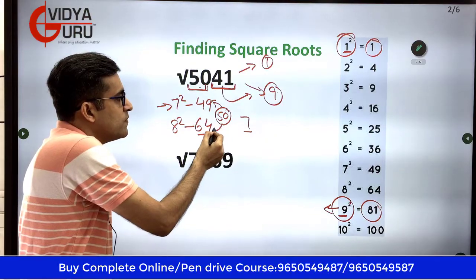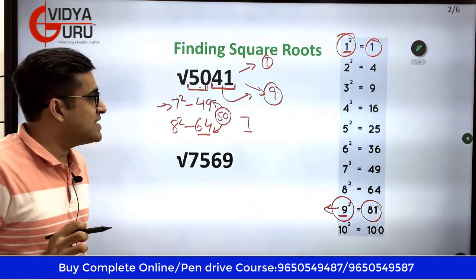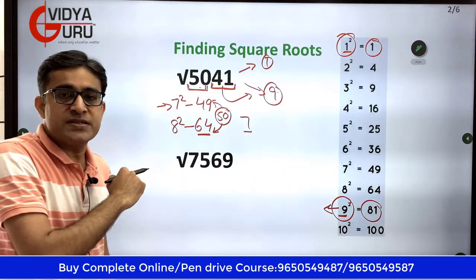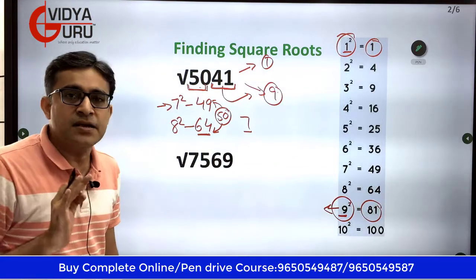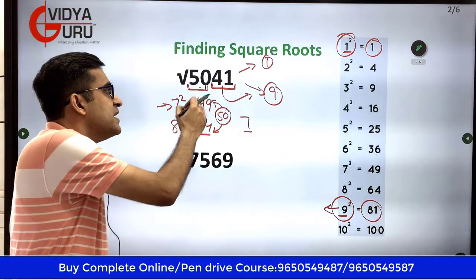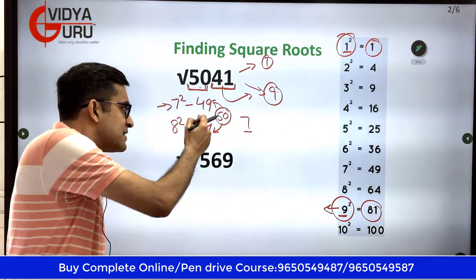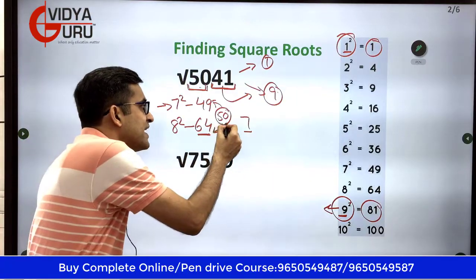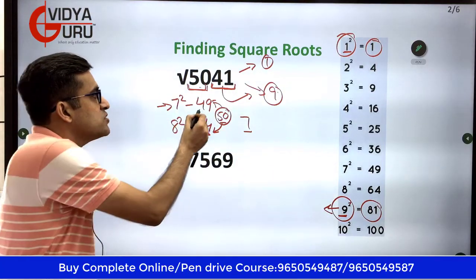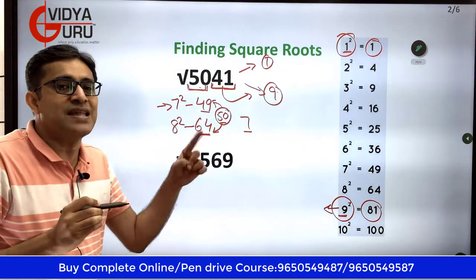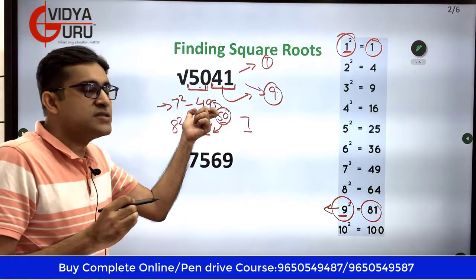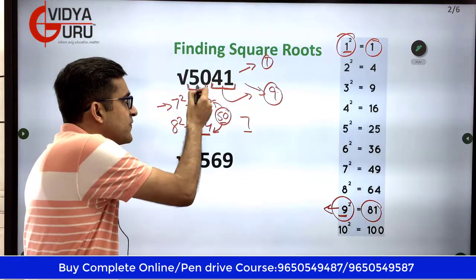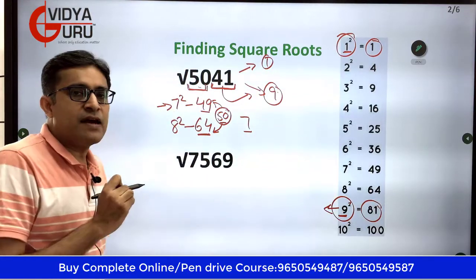What you need to do, students, is compare this 50 with the preceding perfect square and the succeeding perfect square. The preceding perfect square was 49. The succeeding perfect square is 64. 50 is closer to what? 50 is closer to the preceding value, that means the smaller value. And what is the smaller value? The smaller value is 49.